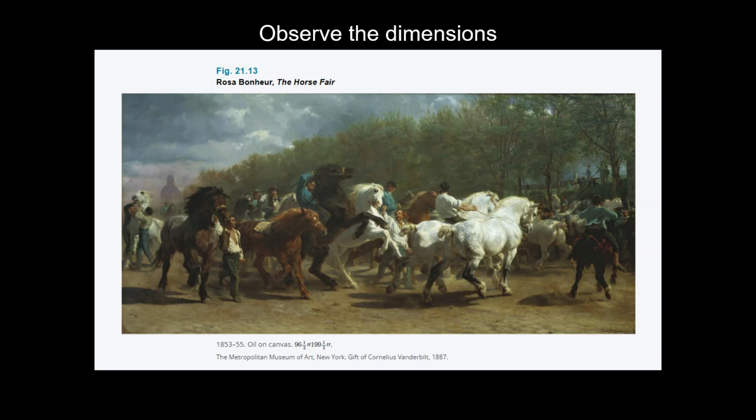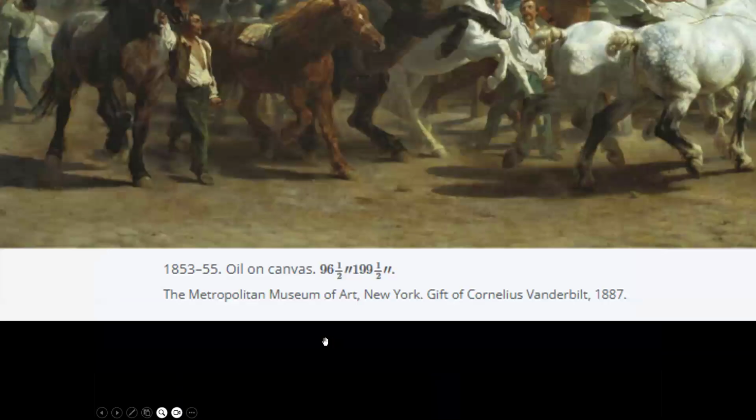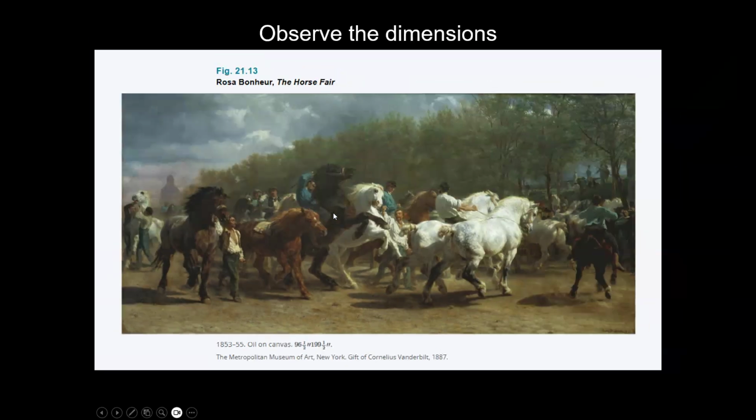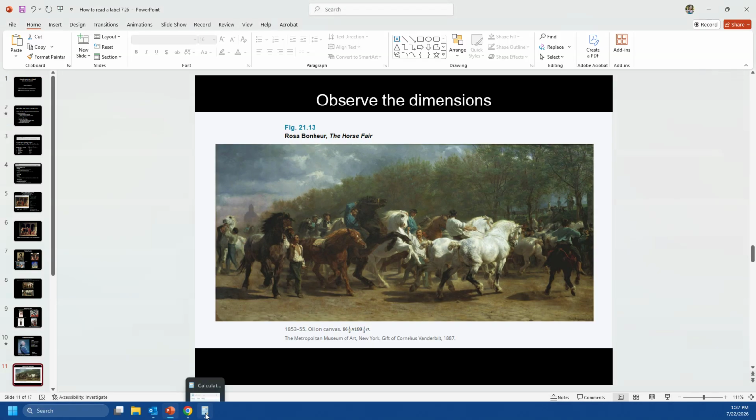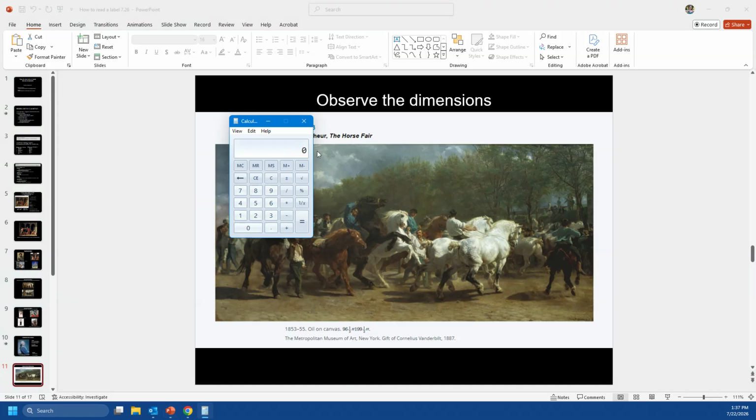All right. So here's a work of art that I just love. It's so cool. It's at the Met Museum in New York. If you had a test question, how big is this work of art? Well, take a look at the dimensions down here. I'm going to zoom in. 96.5 inches by 199.5 inches. Well, that might be a little bit hard to parse.